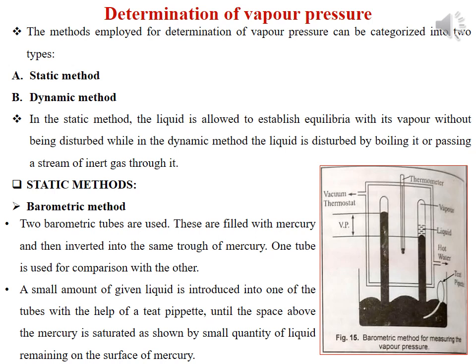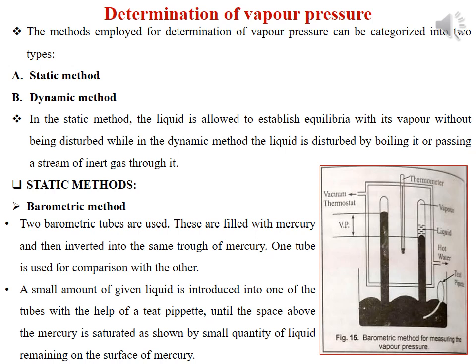Let us discuss the methods employed for determination of vapor pressure. These methods can be categorized into two types. The first one is the static method, the second one is the dynamic method. For the static method, as the name suggests, the liquid is allowed to establish equilibrium with its vapor without being disturbed. While in the dynamic method, the liquid is disturbed by boiling it or passing a stream of inert gas through it during the determination of vapor pressure.